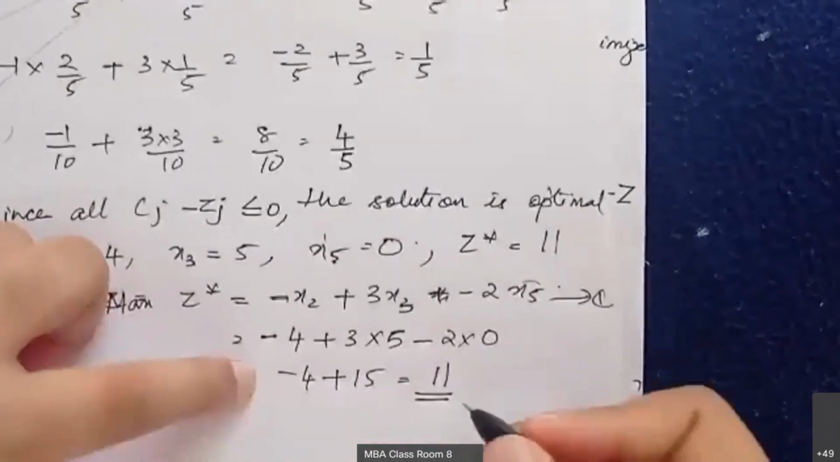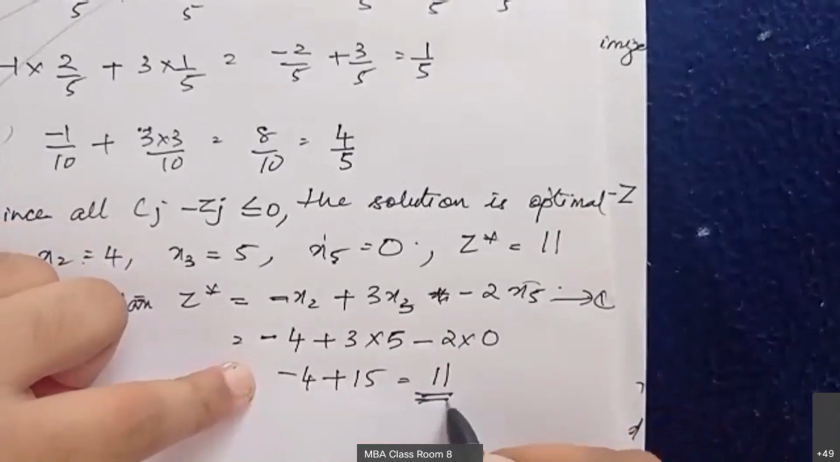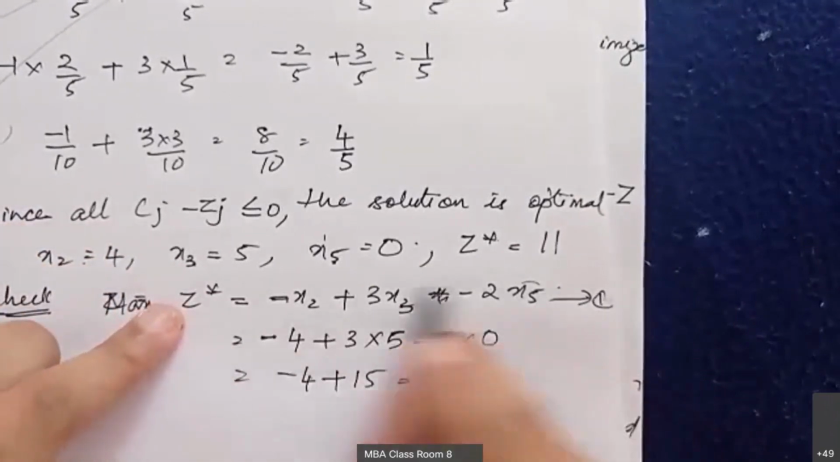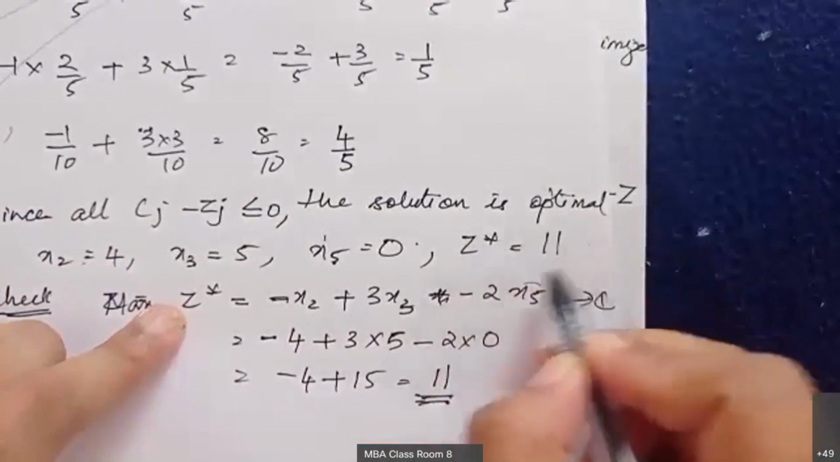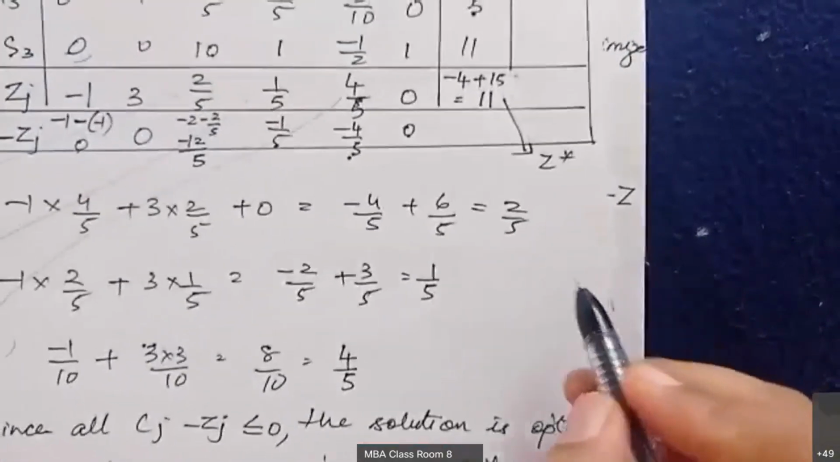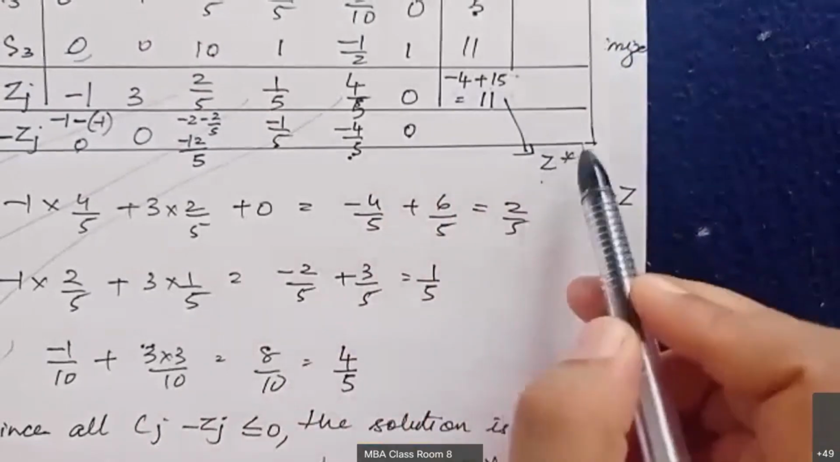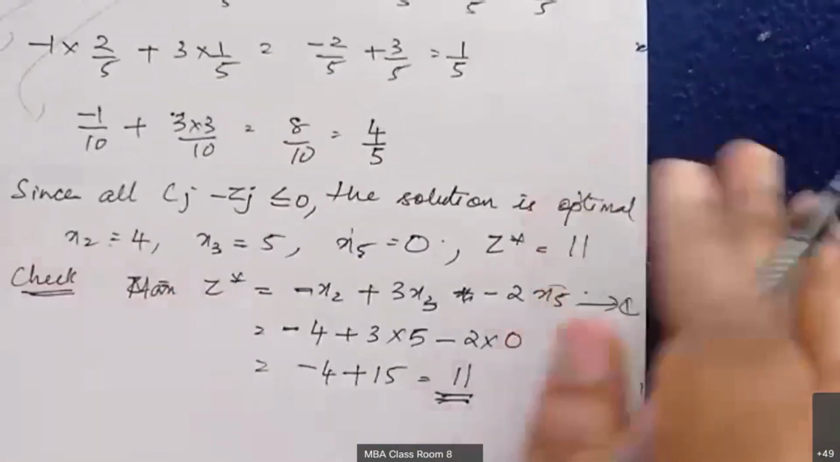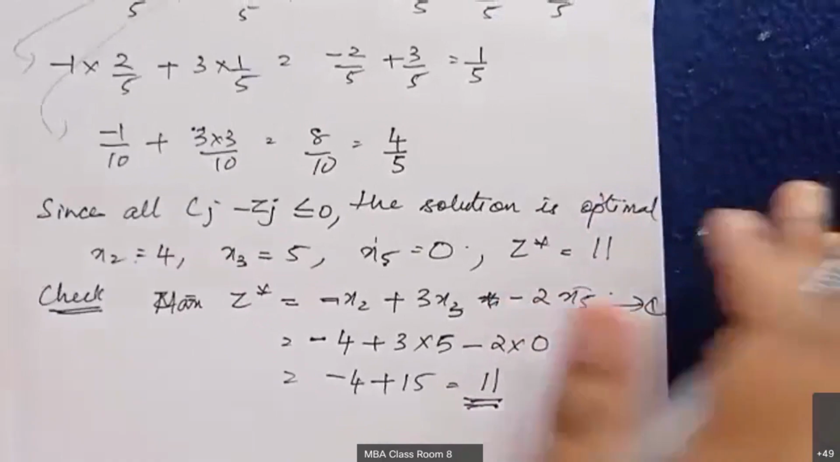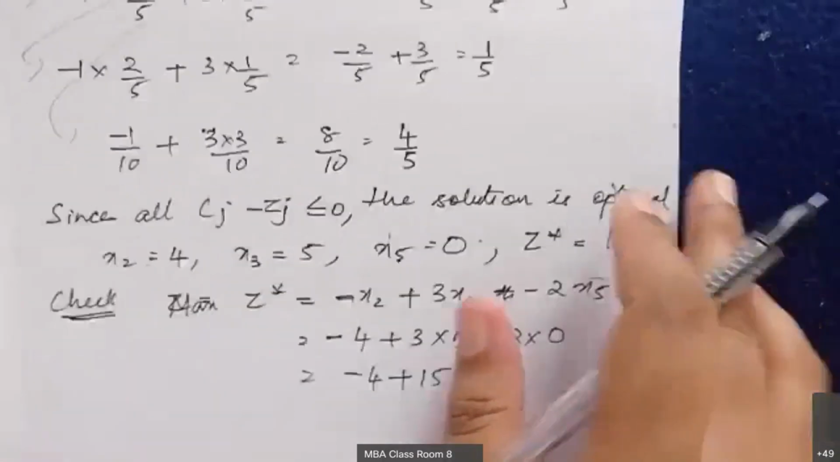See over here, we got the value as 11 after substituting it in the basic objective function. Same value we got from the table. These are the table values. 11 is our Z star value. So we understand that what we have done till now is correct. Okay, with this our solution does not end.